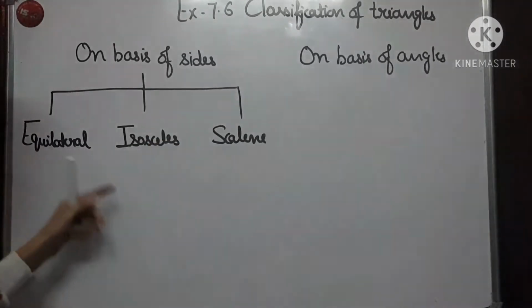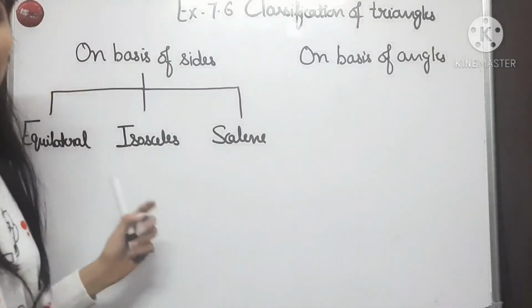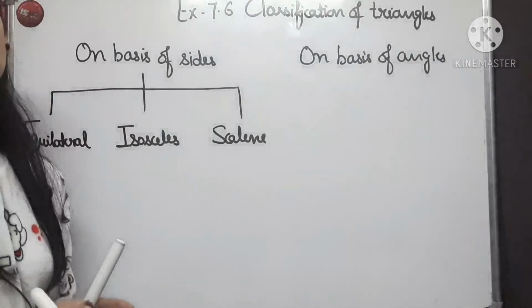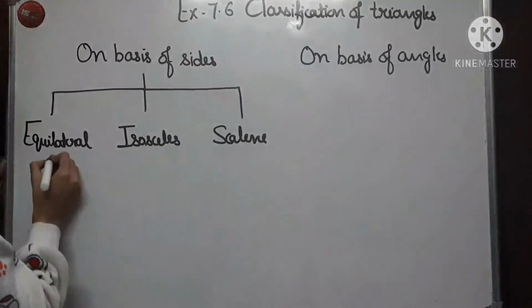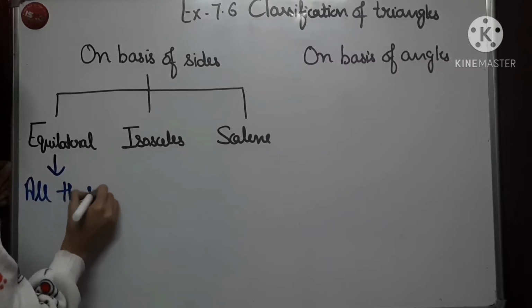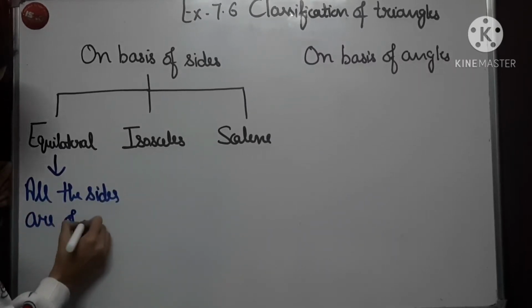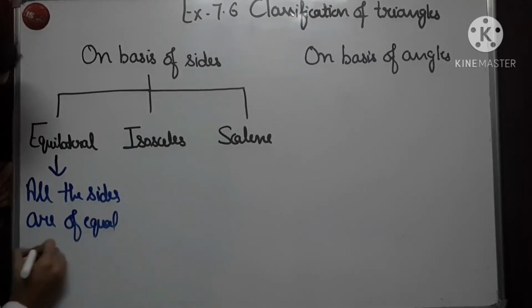So what is an equilateral triangle? As it is clear from the word itself, equilateral means all the three sides are equal. So in an equilateral triangle, all the sides are of equal length.